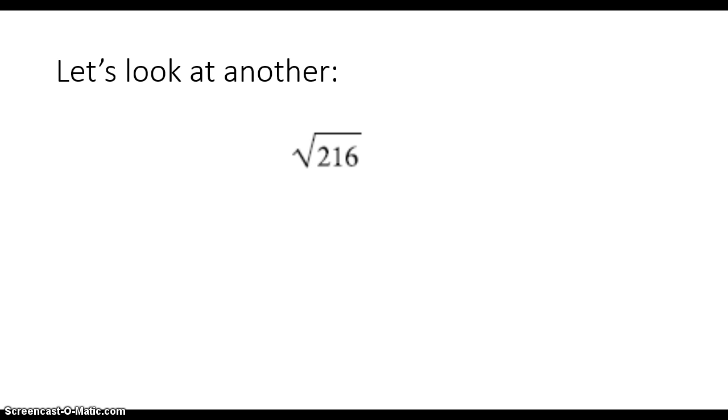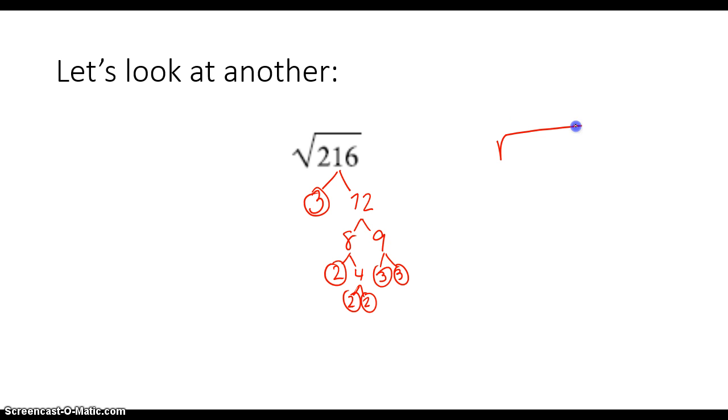Let's look at another one. Let's look at 216. Okay? So I know 3 can go into 216 72 times. 72 is 8 times 9. And if you remember, there are many ways that we can simplify. Whatever factors you choose to do first, you're always going to get the same prime factorization if you have done it correctly. Okay? So once I do my factor tree, I list my prime factorization inside the radical sign.